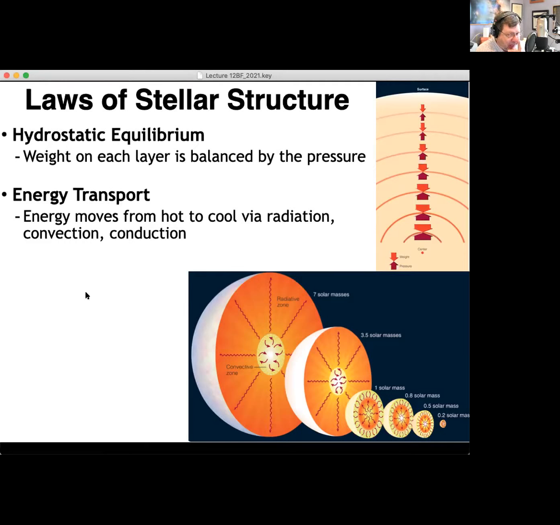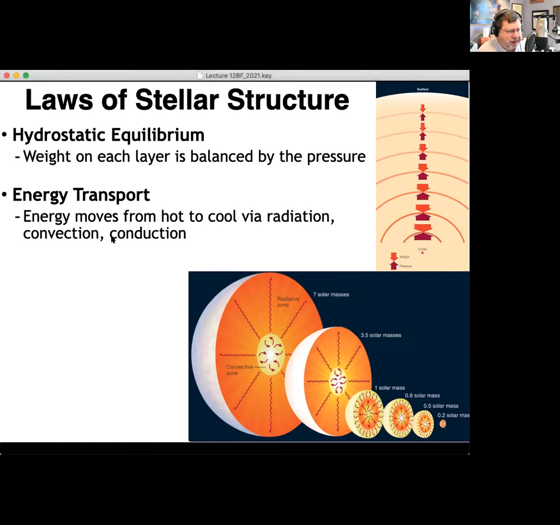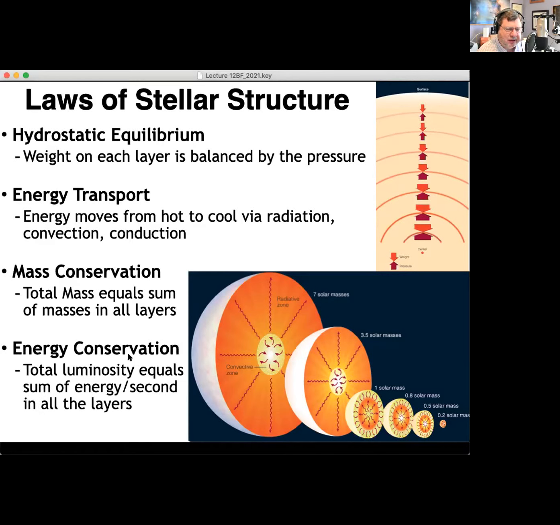And we know that, we just state this. We know it must be true because our sun, like I said, isn't blowing up. Now, stars that do blow up, they'll have different equations. And mass concentration, the total mass equals the sum of all the masses. And energy conservation, the total luminosity equals the sum of all the energy produced by all the layers.